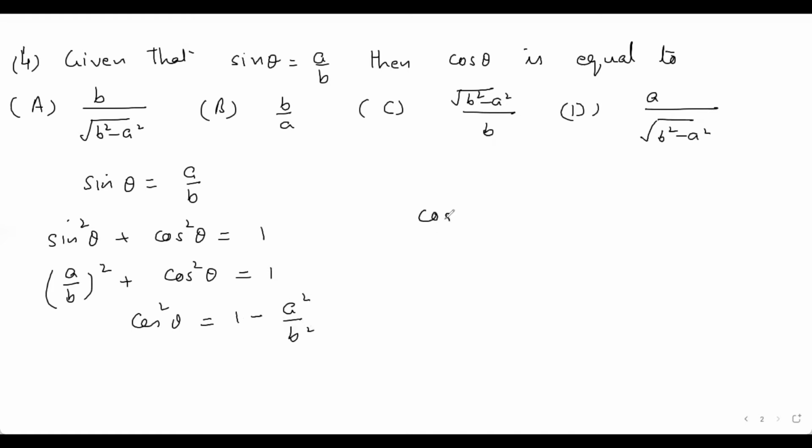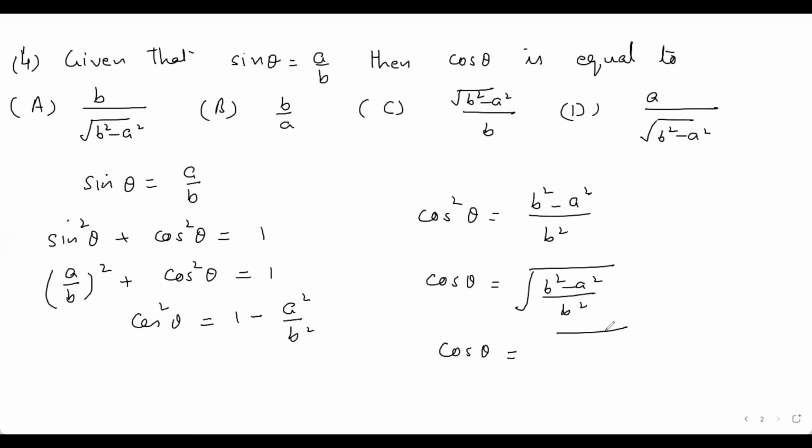So cos square theta is equal to B square is the LCM. So B square minus A square. So cos theta is equal to root of B square minus A square upon B square. So that is cos theta is equal to root of B square minus A square upon B. And it means C is the correct answer.